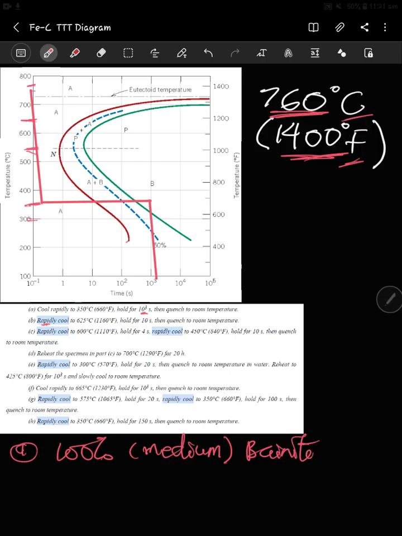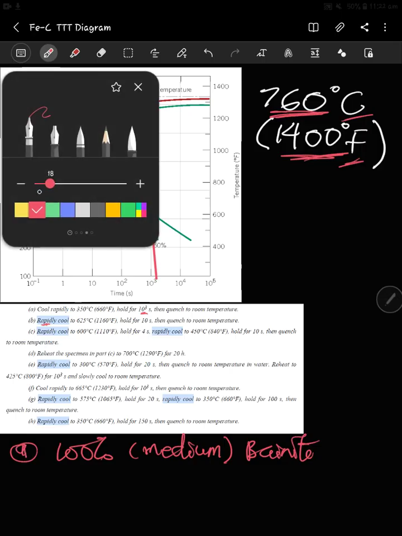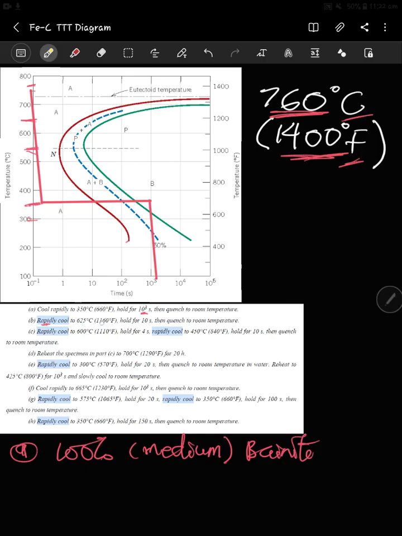Now two. Let's make it A, right? What's B saying? Rapidly cool to 625, right? So where's 600? There's 600. 650 is about here. 625 will be about here, right? So from this, let's make it clear.